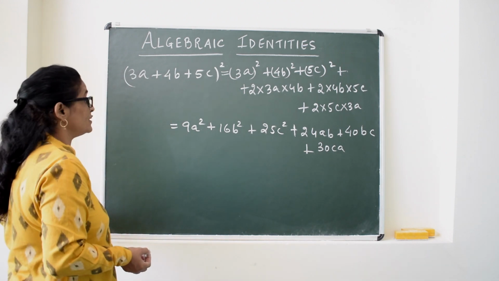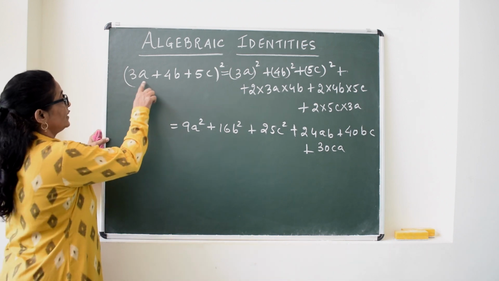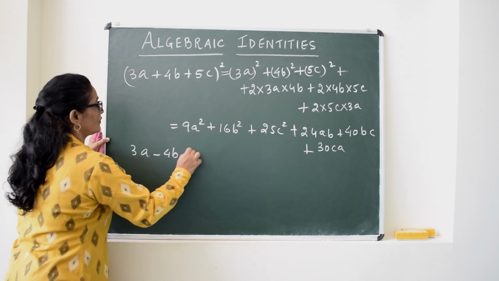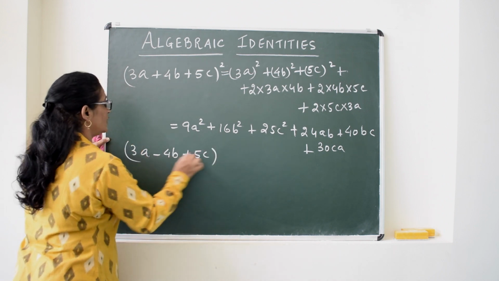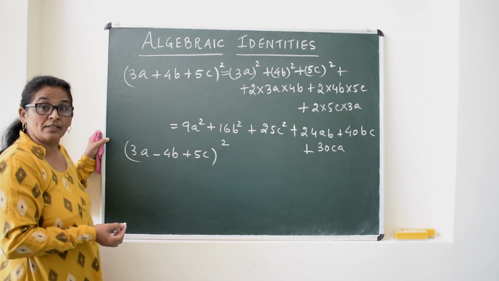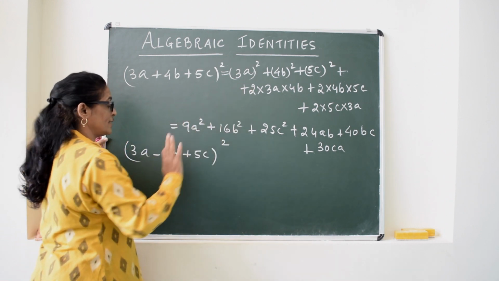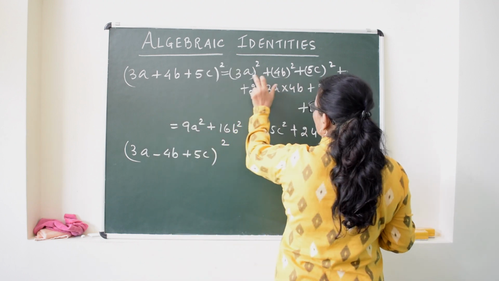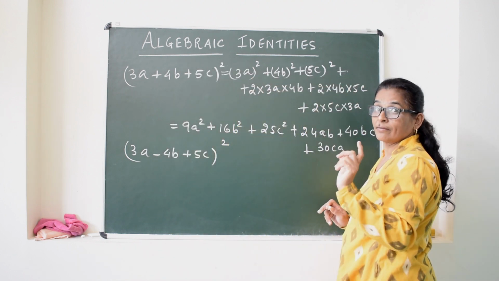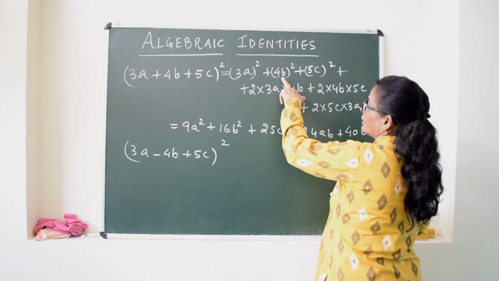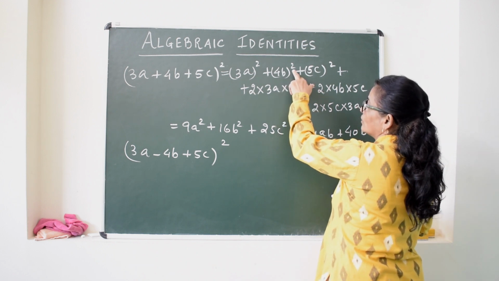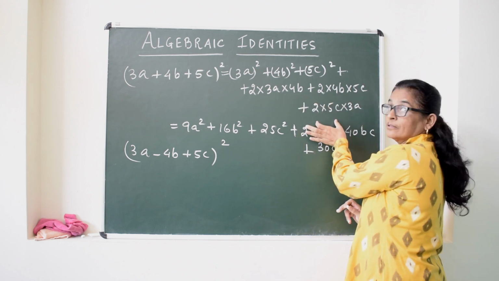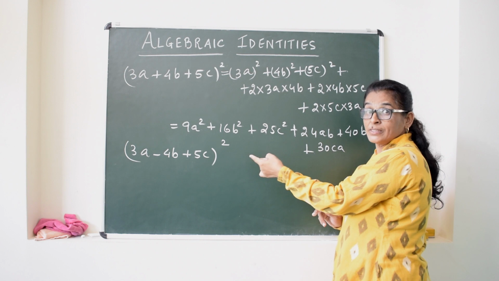If any term is negative, for example, in place of this, if the question is 3a minus 4b plus 5c the whole square, the expansion is the same, but there will be no change in these first three terms because they are the squares of the numbers. If you are writing minus 4b the whole square, that will be 16b square only. The change will come in the last three terms according to whichever term is negative.